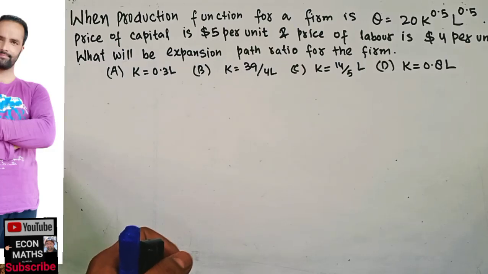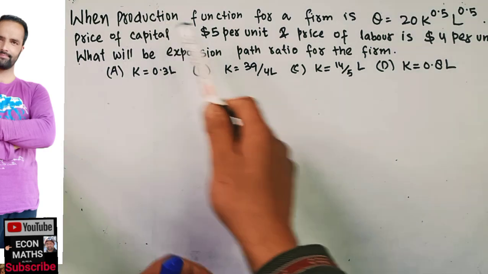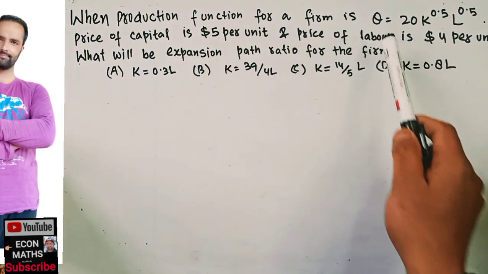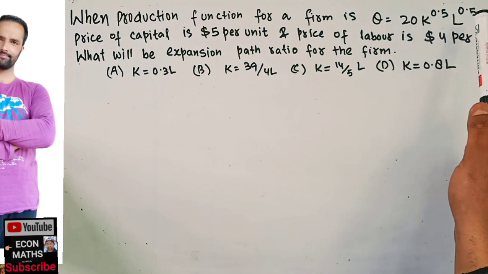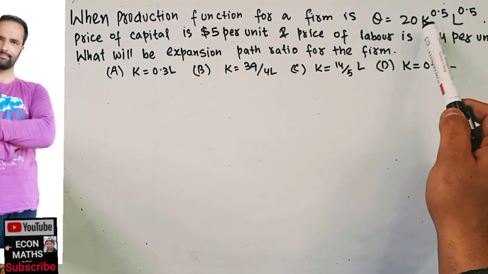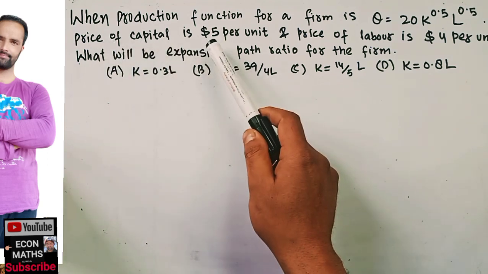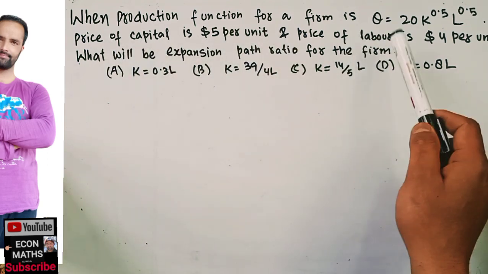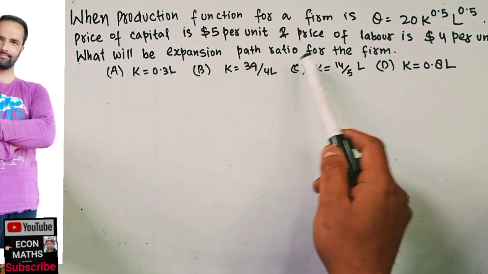In this video, we will try to solve a problem on expansion path. The question is like this. The production function for a firm is given as Q equals 20 K to the power 0.5 L to the power 0.5, where Q is the quantity, and K and L are capital and labor. The price of capital is $5 per unit and the price of labor is $4 per unit. What will be the expansion path ratio for the firm?